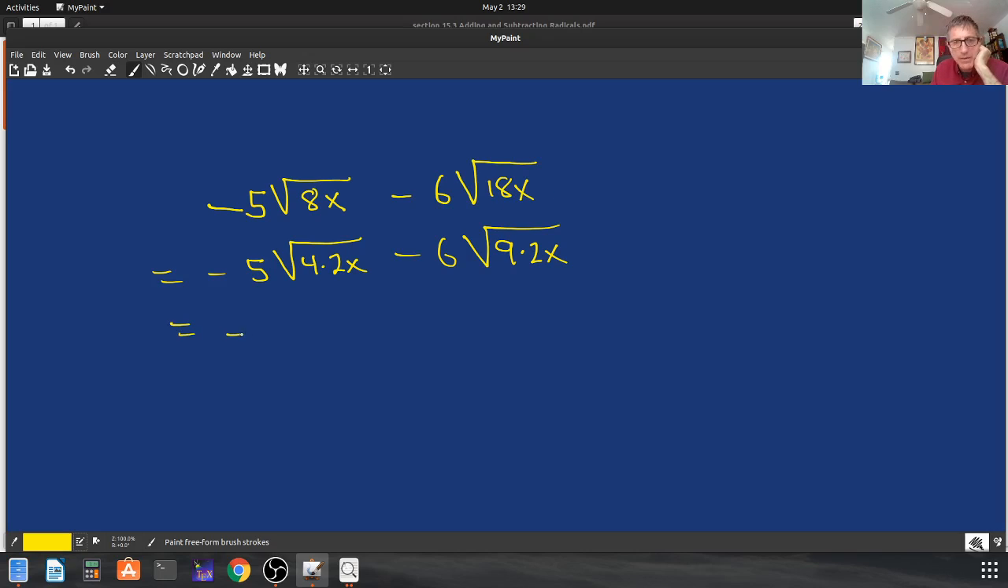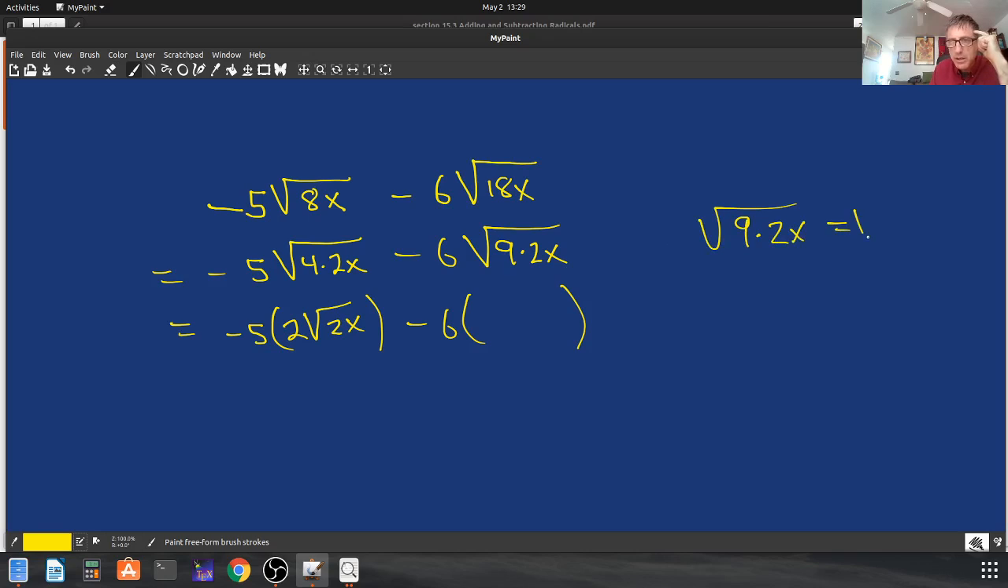So this is the same as minus 5 times the square root of 4, which is 2, times the square root of 2x. This is minus 6 times this. I'm just using the product rule here. Remember, the square root of 9 times 2x is the square root of 9 times the square root of 2x, which is 3 times the square root of 2x. So the square root of 9 is 3. The square root of 2x cannot be simplified.